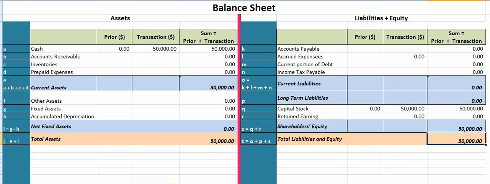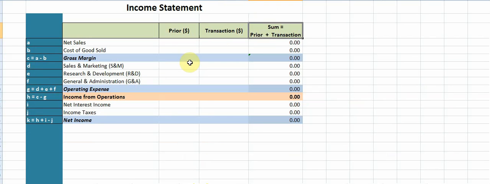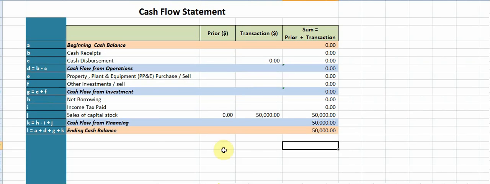So let's recap what entry we have made for this $50,000 investment. There is no entry in the income statement for this $50,000 investment. There is one entry in the cash flow statement for this $50,000 investment, and that entry is made against sales of capital stock.